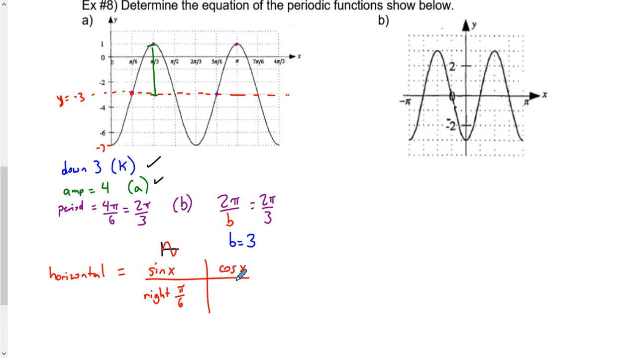For a cosine graph, we have to identify where does it start at the top, go down and back up to the top. Where does that starting point happen? In this one, it's happening at pi/3. It has moved right pi over 3.